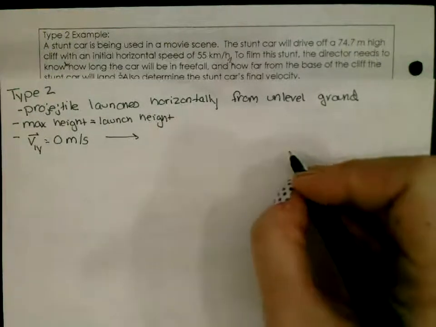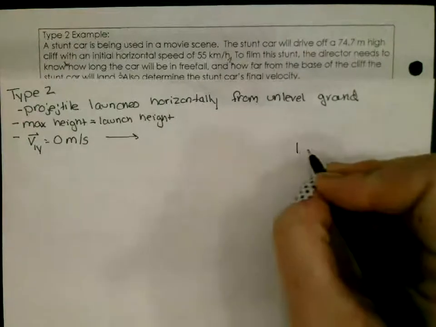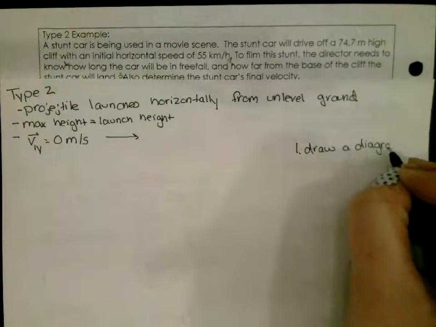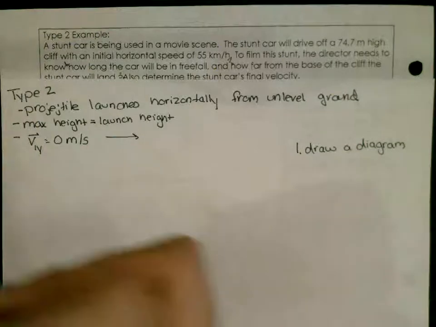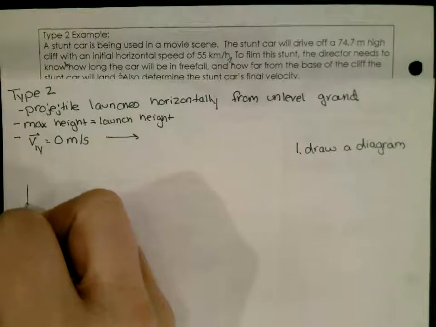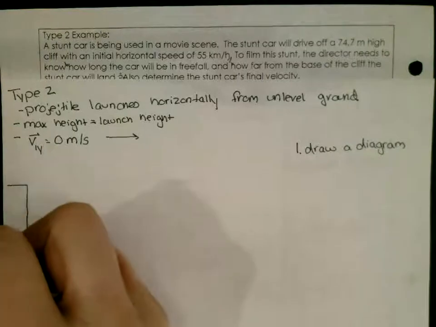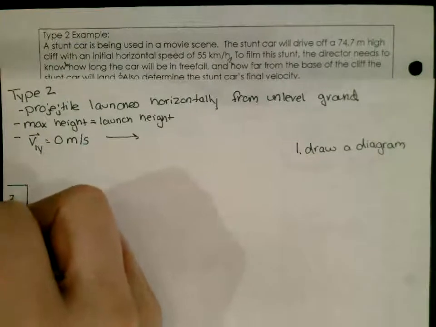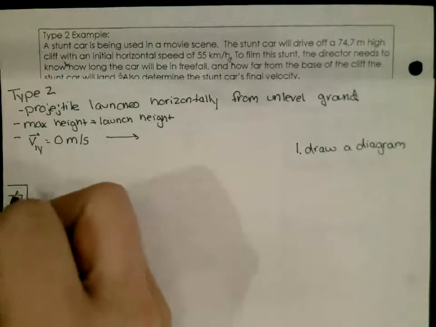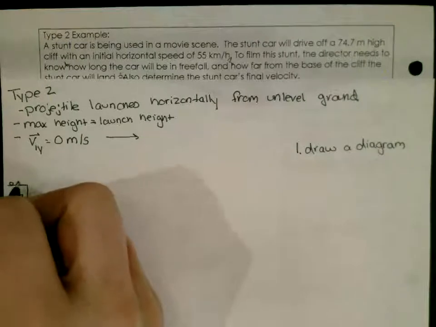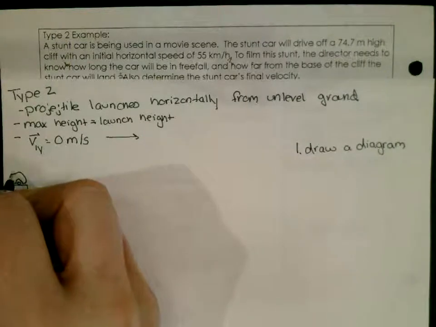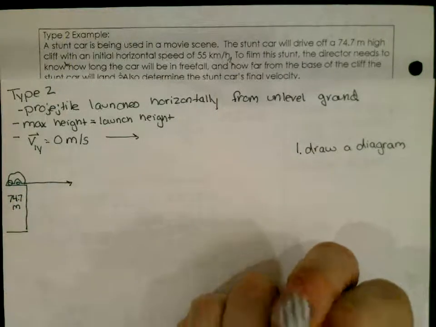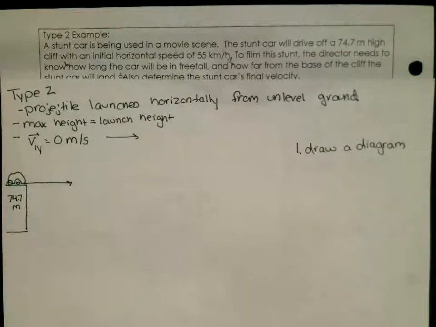So as with anything, the first step we're going to take is to draw a diagram of what we know. We know the stunt car is going to drive off the edge of a cliff, and that cliff is 74.7 meters high. And this little car, vroom vroom, is going to drive right off the edge of this. And that horizontal speed is 55 kilometers per hour.